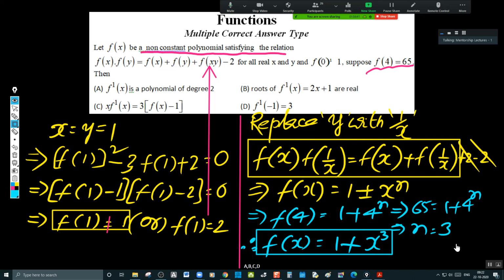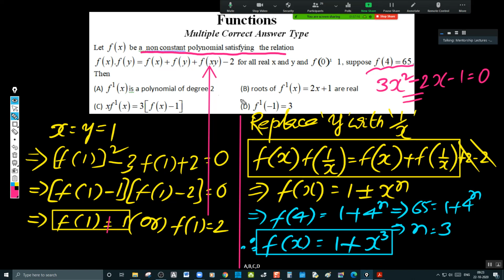So A is correct because f dash x becomes 3x square. Second one, B is also correct. Why is B correct? Because 3x square is equal to f dash x, and if we substitute, 3x square minus 2x minus 1 equal to 0, you will get real roots for this. B square minus 4ac is greater than 0. So A correct, B correct.